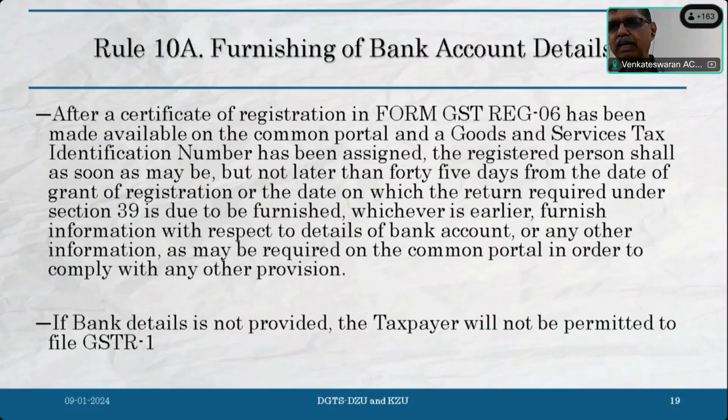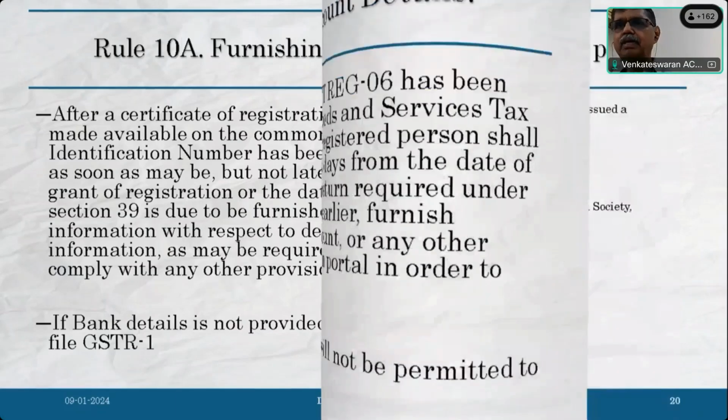Some of the validations are now made available by the software. The bank account should be in the name of the organization. The bank account should be linked with the PAN number. The authorized person should be available. If it is a proprietorship, it should also be Aadhaar linked. So these are very much required for compliance with reference to the furnishing of the bank details.